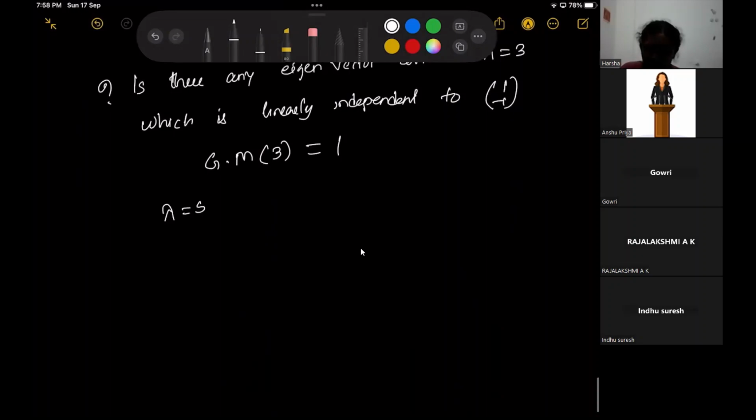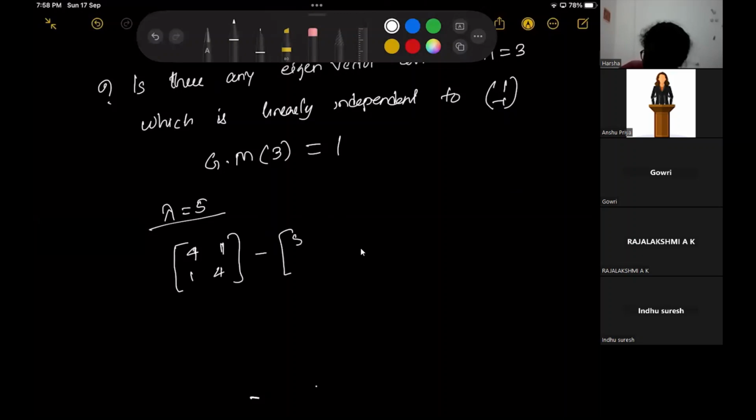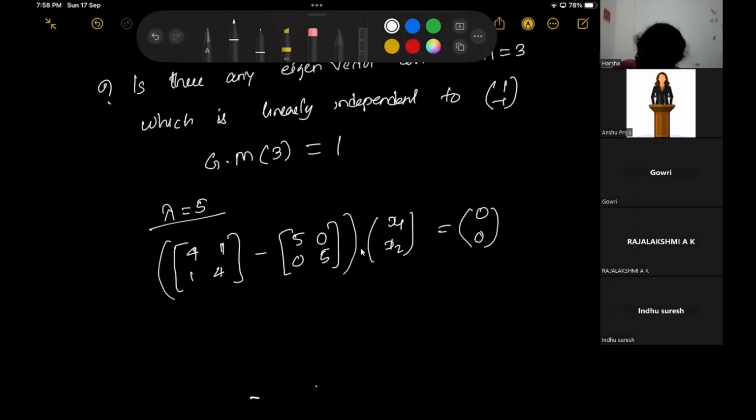Again for lambda equal to 5, the next eigenvalue. What we need to find is 4 1 1 4 minus lambda I times x1 x2 should be equal to 0 0. So we need to solve this system. Again, we can see it as minus 1 1 1 minus 1 times x1 x2 equal to 0. So this says that minus x1, this is just calculation.